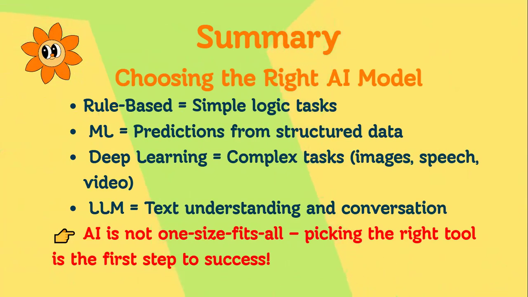It is basically used for structured data in which prediction is possible. Then third is deep learning. It is used for complex tasks like images, speech, and video. Fourth is the LLM, which is used to understand text and conversation using natural language. So AI is not one size fits all. It is important to pick the right tool for the right job.